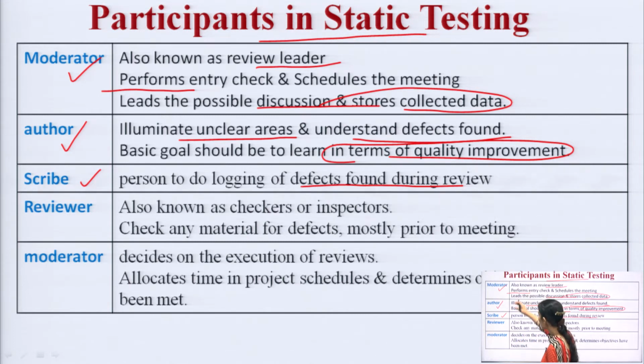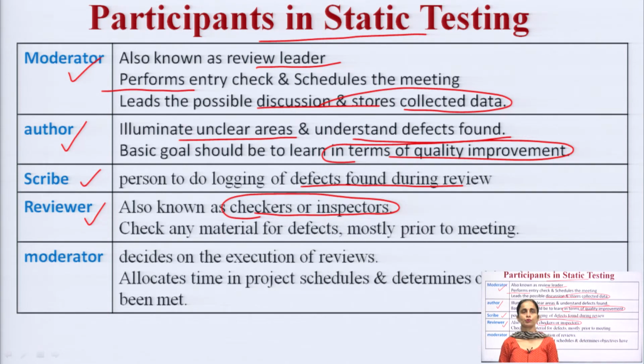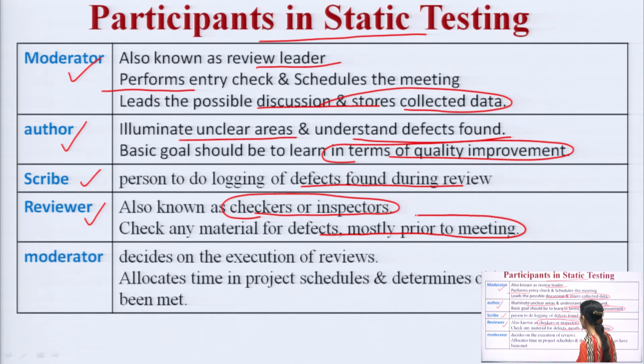Then the fourth participant is the reviewer. This reviewer is also known as the checker or the inspector. The task of the reviewer is to check any material for defects prior to the meeting. If there are any, then he notes them. Then these are the kinds of participants.